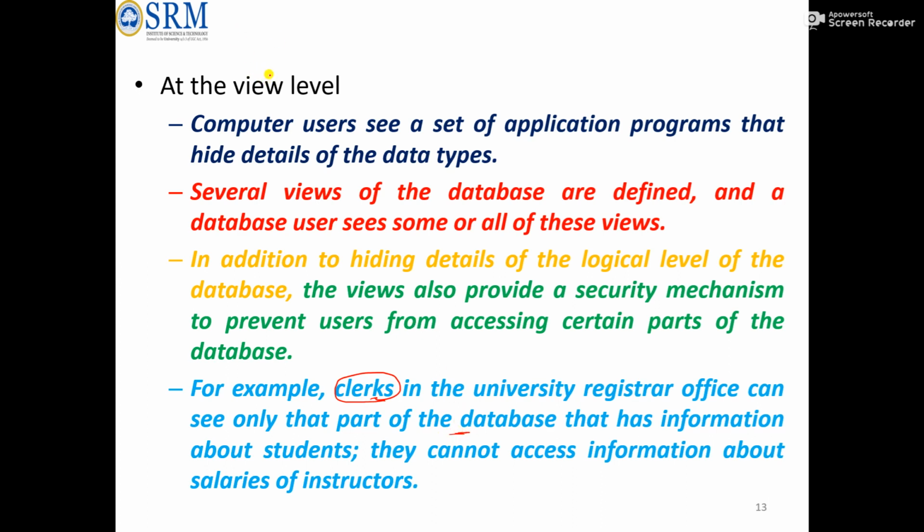Now this view level is not only for hiding the data, it also provides a security mechanism to prevent unauthorized access. So we can say it is role-based access. This clerk need not access the salaries of each and every instructor. So those details are hidden from the respective user by using various security mechanisms.